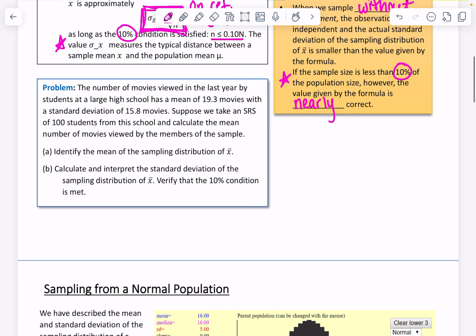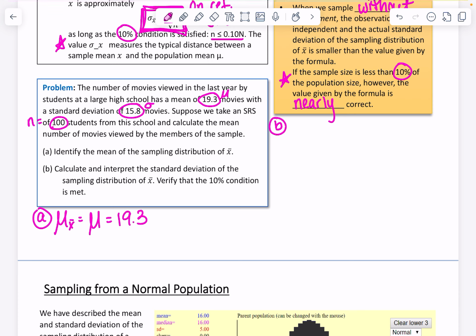The number of movies viewed in the last year by students at a large high school has a mean of 19.3 movies with a standard deviation of 15.8. So this is for the whole school. That's the population mean, and that's the population standard deviation. Suppose we take a simple random sample of 100 students, so our sample size, from this school and calculate the mean number of movies viewed by the members of the sample. Identify the mean of the sampling distribution of X bar. The mean of our sampling distribution of X bar is whatever it is in the population, which is 19.3. Done.